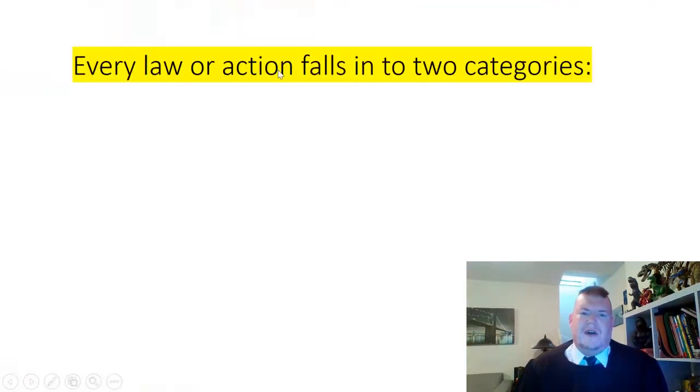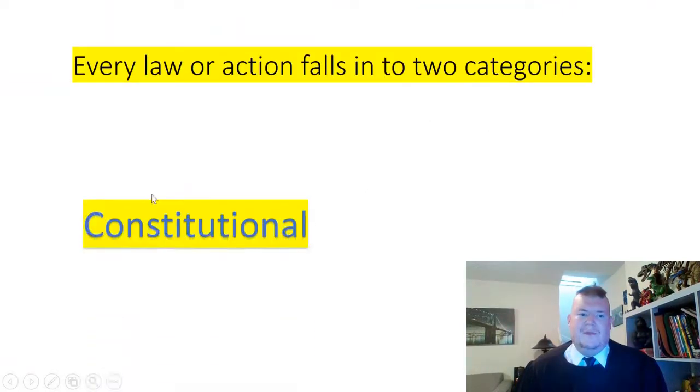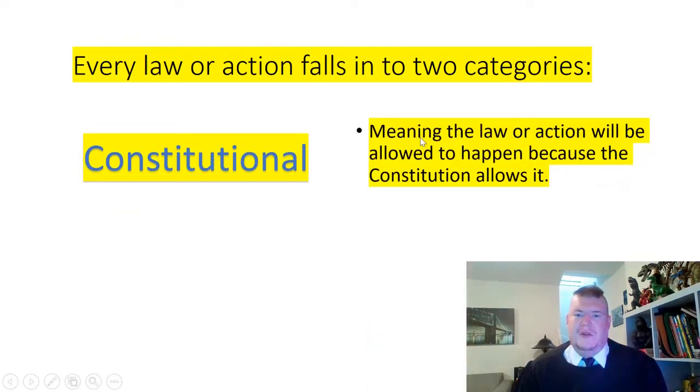So every law or action falls into two categories. Constitutional means the law or action will be allowed to happen because the Constitution allows it. Like we studied HR 6201, the coronavirus relief. If nothing in that law goes against the Constitution, then it's considered constitutional. Let's say in HR 6201 there was a part that said, oh, and by the way, we're going to take all of your guns away. Okay, that would go against the Constitution, it would go against the Second Amendment.